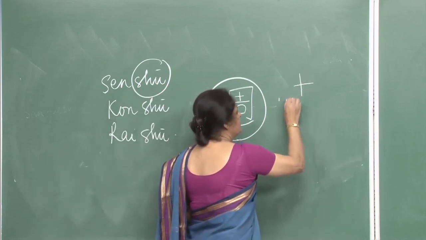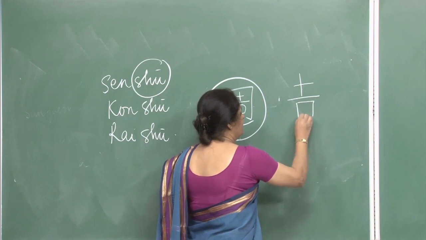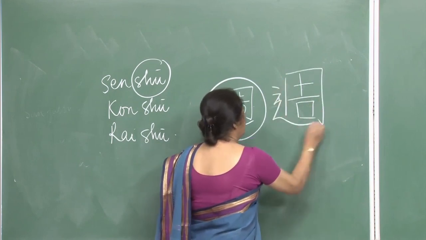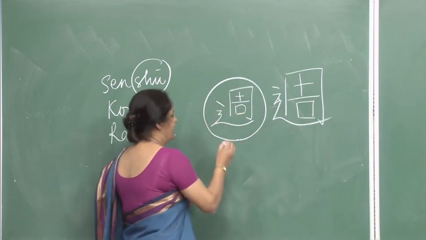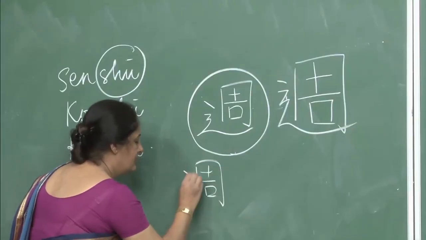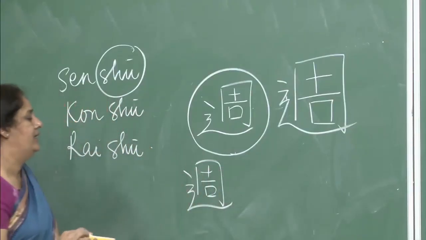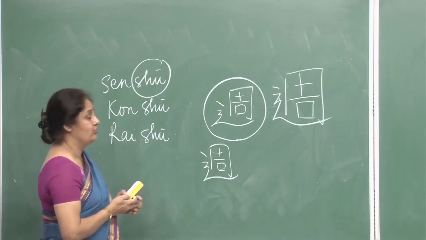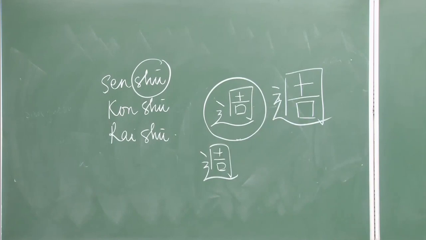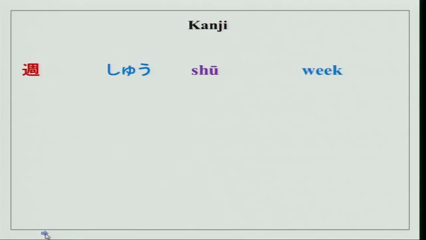I'll make it once again for you. 1, 2, 3, 4, 5, 6, 7, 8, 9, 10 and 11. So it's an 11 stroke character, like this. I hope you got it right. It's an 11 stroke character. Over here for you, shu. There are other kanjis also. We'll do that. You can see it's an 11 stroke character.